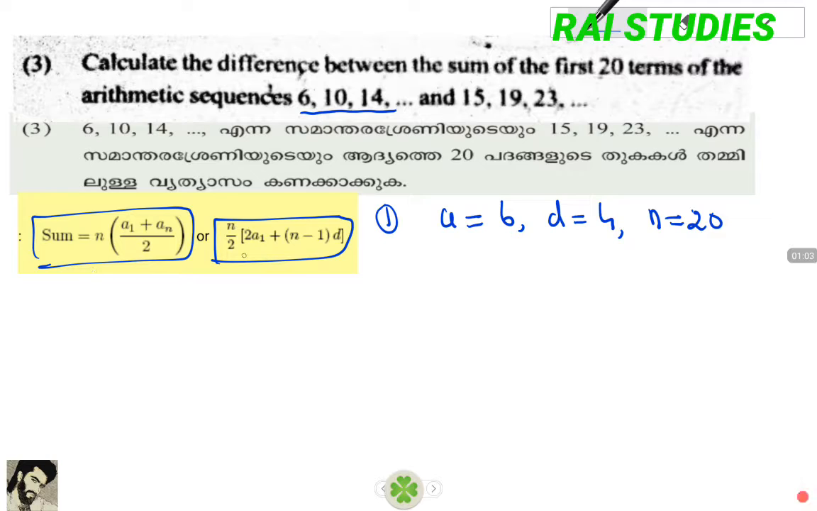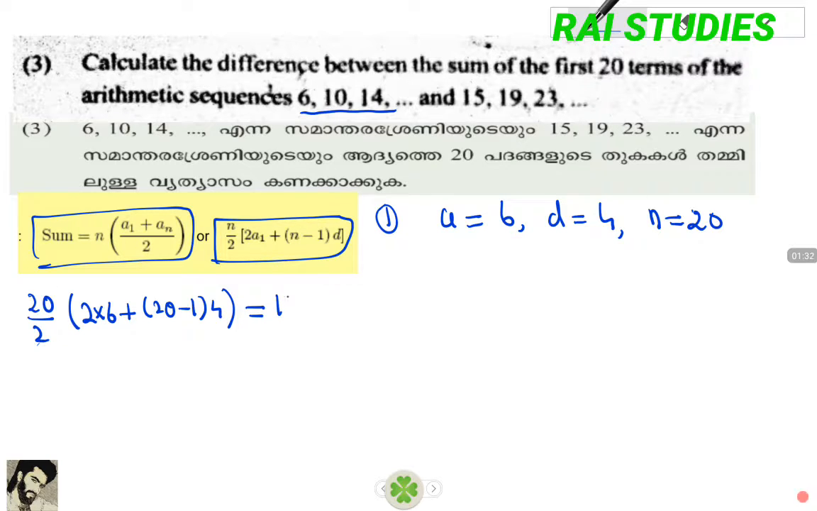So I am writing the second equation, that is n by 2 into 2a plus n minus 1 times d. n is 20, given, so 20 by 2 into 2 into 6 plus, here n minus 1 means 20 minus 1, that is 19, into d, which is 4 again.